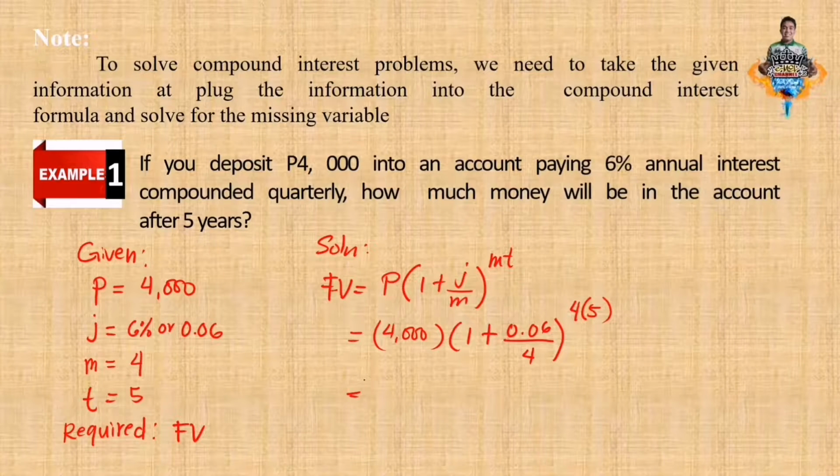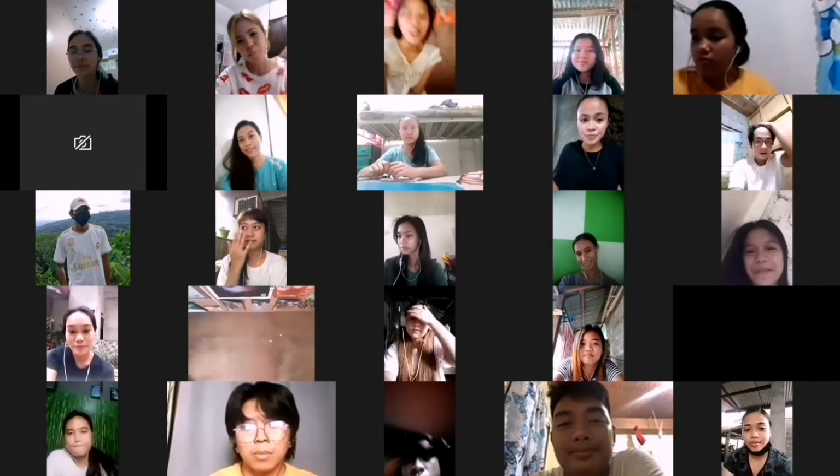Close parenthesis. So the result must be 1.346855 and so on. Now take note, please don't try to do the rounding off at this moment. Just retain the result and multiply it by 4,000. The result is 5,387.42. This is the right time to round the final answer to hundredths.